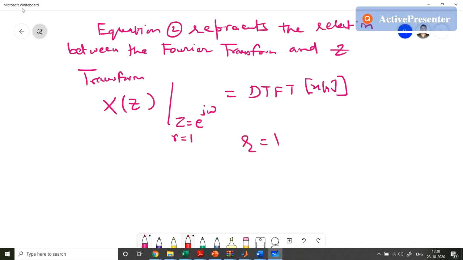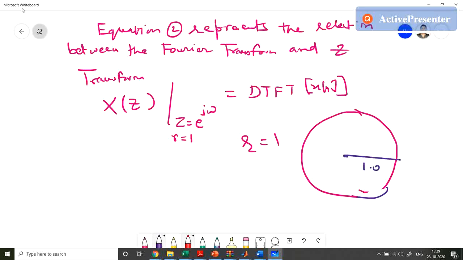So r equals 1 means we are considering the unit circle. The circle has radius 1, so we are considering the unit circle, because r equals 1.